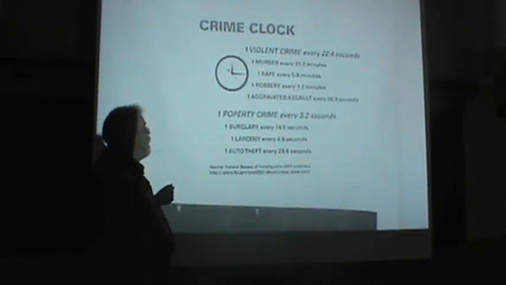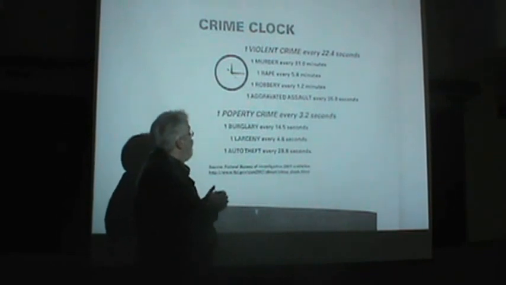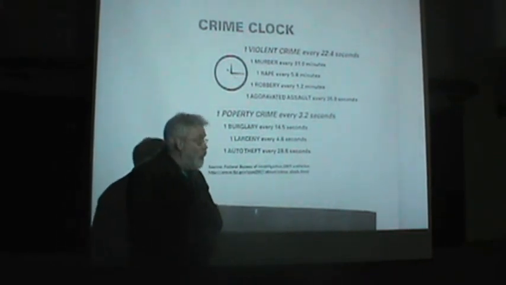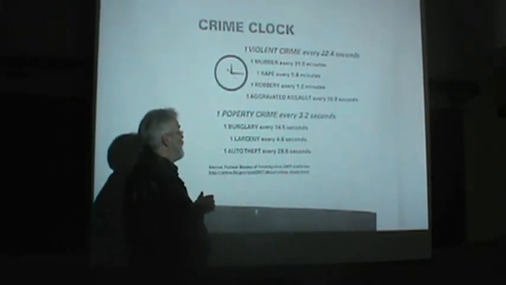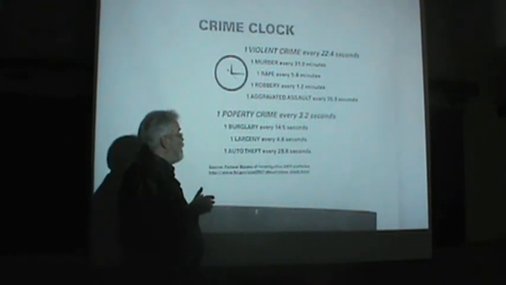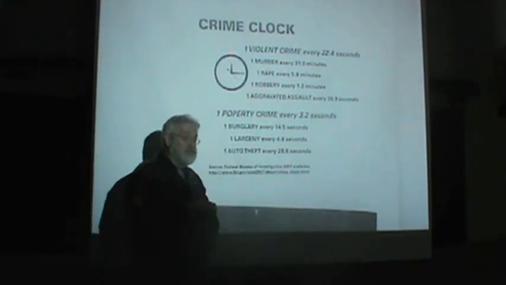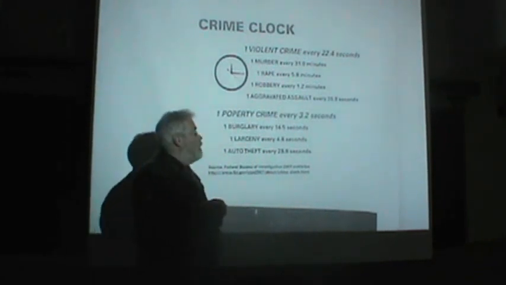They were estimating back in 2007 something like one violent crime every 22.4 seconds, one murder every 31 minutes, one rape every 5.8 minutes, one robbery every 1.2 minutes, and finally one aggravated assault every 36.8 seconds. Clearly, some types of violent crime are a whole lot more common than others.